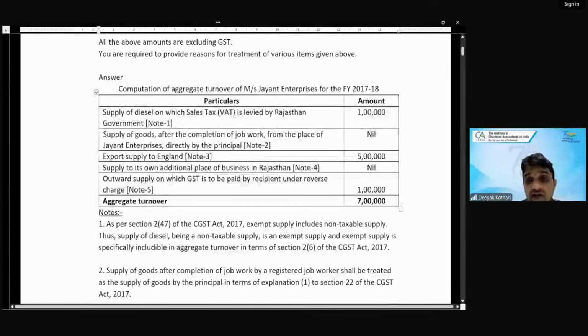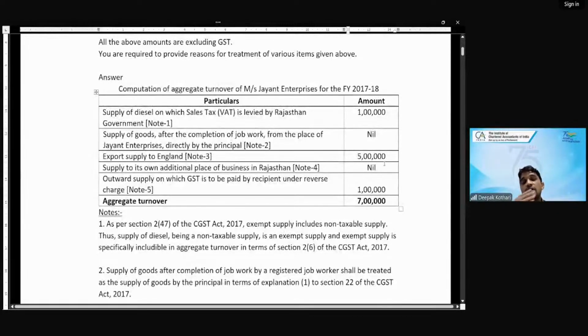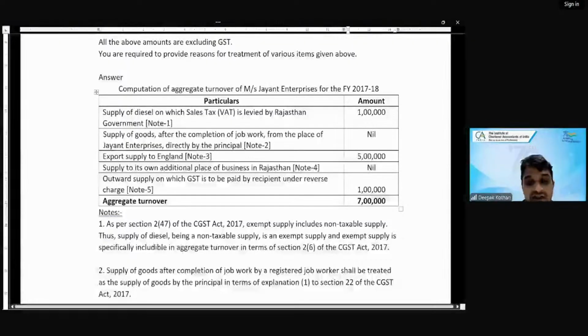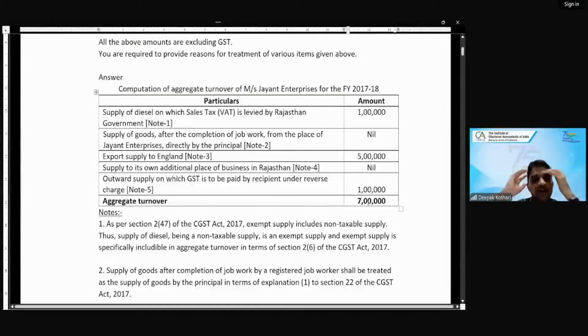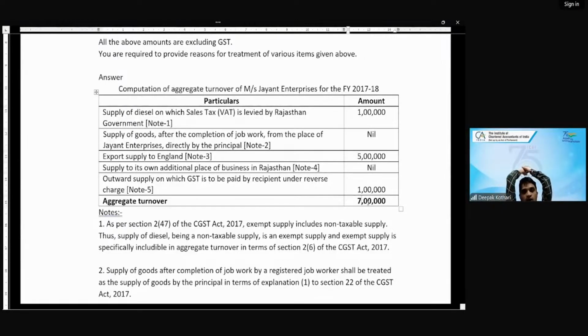Why do I say so? Even though the turnover is below 20 lakhs. I should not have revealed the answer. Okay, I've just revealed the answer, but you think over and tell me, will they register or no? His turnover is 7 lakhs. I've told the threshold limit for Rajasthan, which is 40 lakhs. He is not touching 40 lakhs. So should he register or no?